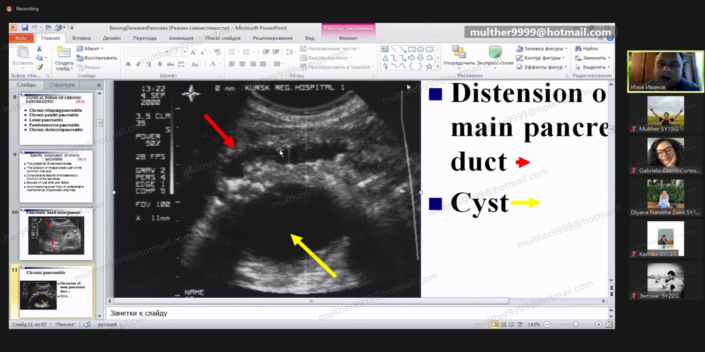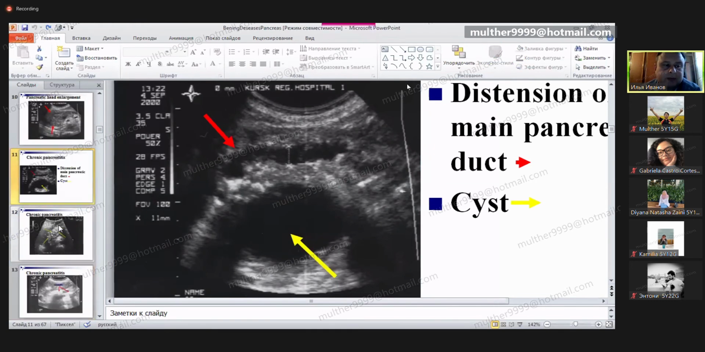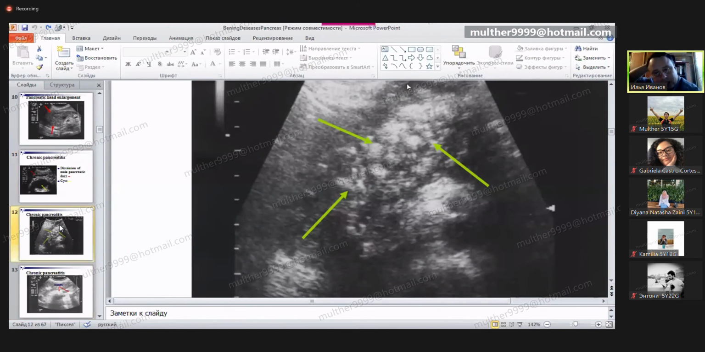You can see an irregular border, the main pancreatic duct. Well, and according to our next lecture, there is the presence of the shadow of the cyst, post-pancreatic cyst. The next picture. Next very interesting picture, it's the multiple calcifications in the head of the pancreas.